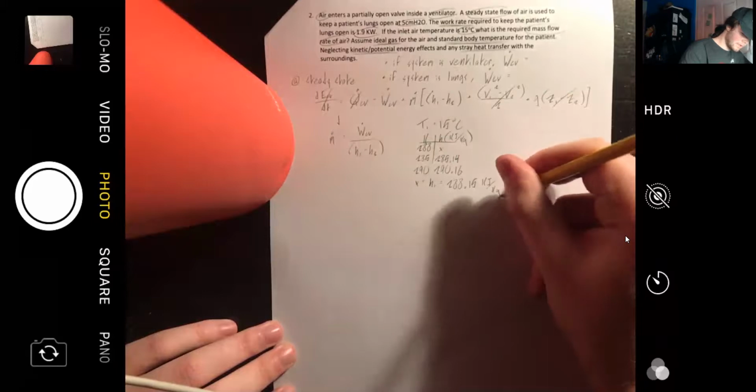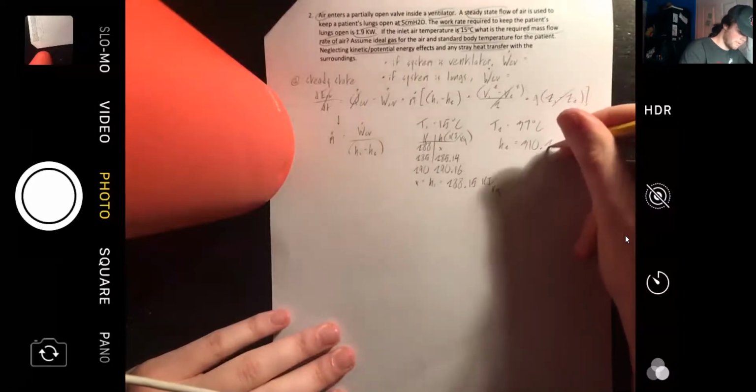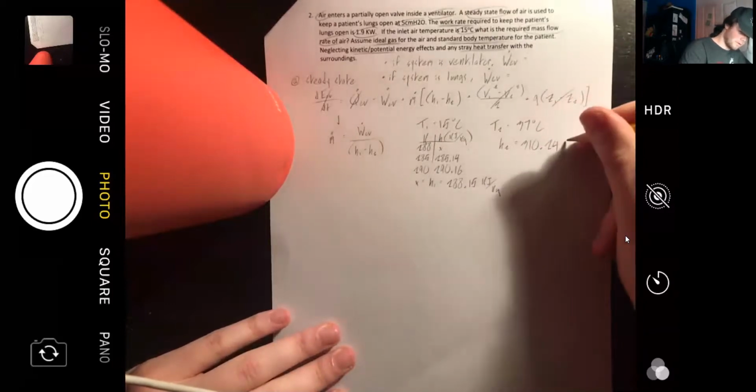Now T2 is stated to be standard body temperature of the patient. I Googled this value, so it must be correct, and that is 37 degrees Celsius is the average body temperature. So you don't have to do interpolation for this. You just look at 310 Kelvin on the steam table, and you should get 310.24 kilojoules per kilogram.